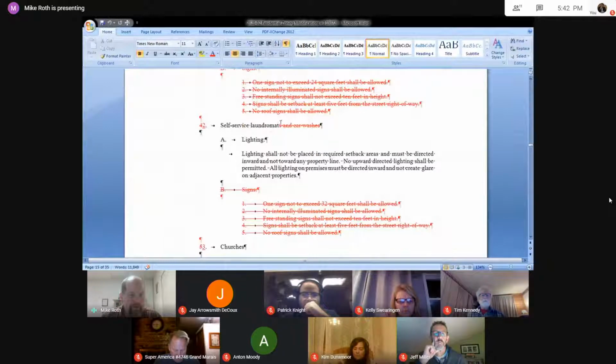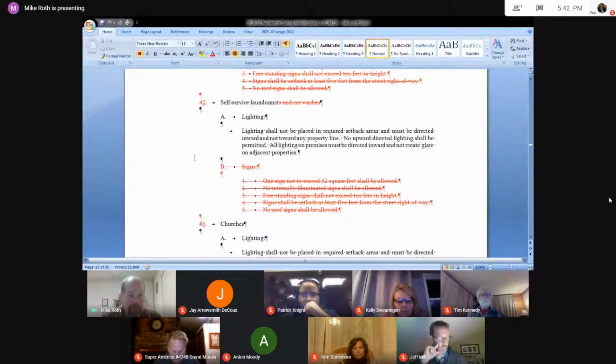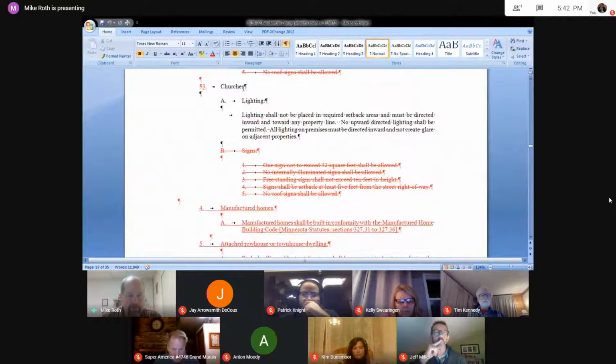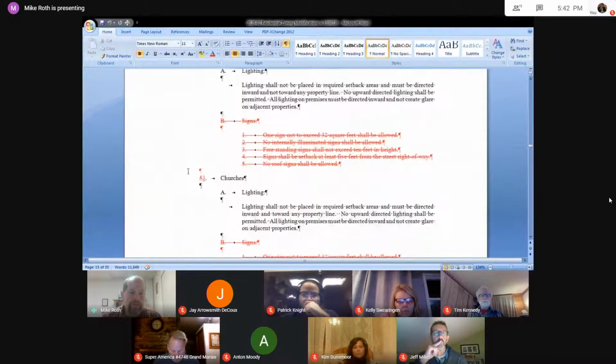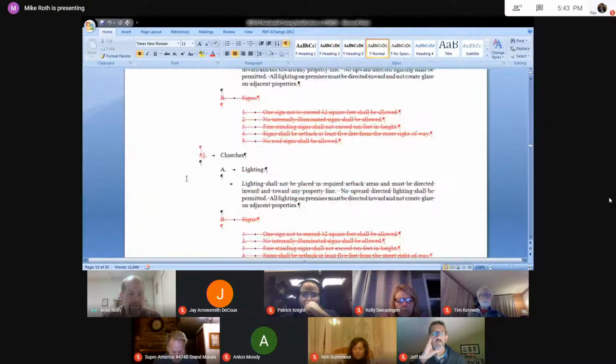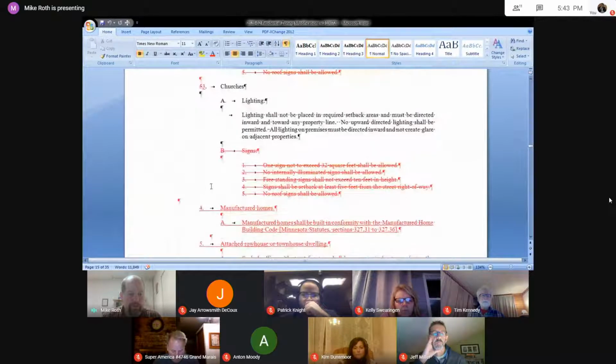Self-service laundromat is staying right now. These signs are getting moved out. Again, the church lighting is okay, but the signs are getting moved out. We have a section of the ordinance that deals with signs, and so all these use-specific standards that we're talking about signs are going to just get moved to that section, which we'll see later on.